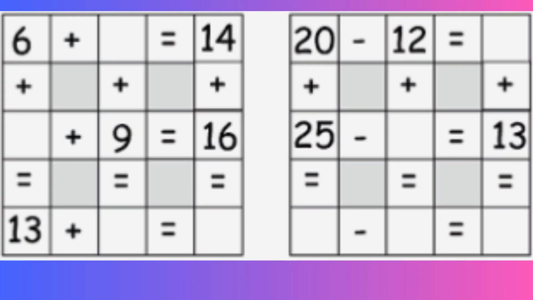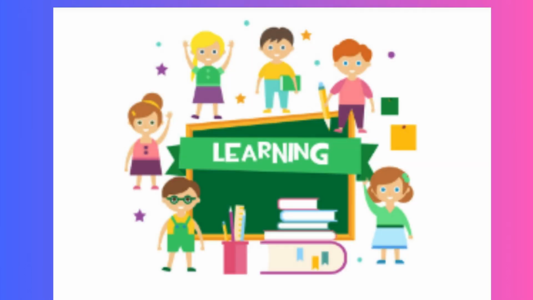2. Basic puzzles involving numbers. Now let's move to number puzzles. These are like small riddles made of numbers. For example, I am a 2-digit number. My tens digit is double my ones digit. If you reverse my digits, the number becomes 36. Who am I? Let's break it down.